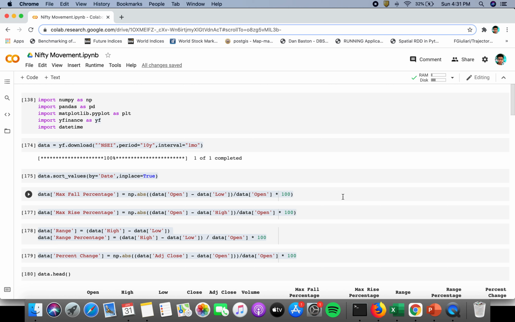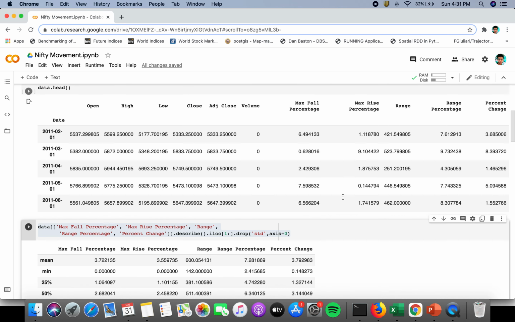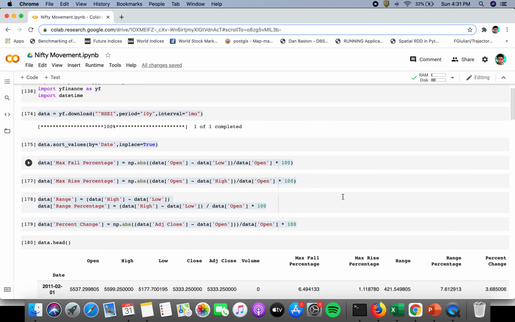So this is some code which I have quickly written before this video to pull 10 years of Nifty data with a monthly and a weekly frequency. And I've just done some very basic analysis to see the movement. So this is the data we have after that. Let me first explain what all features I have created.